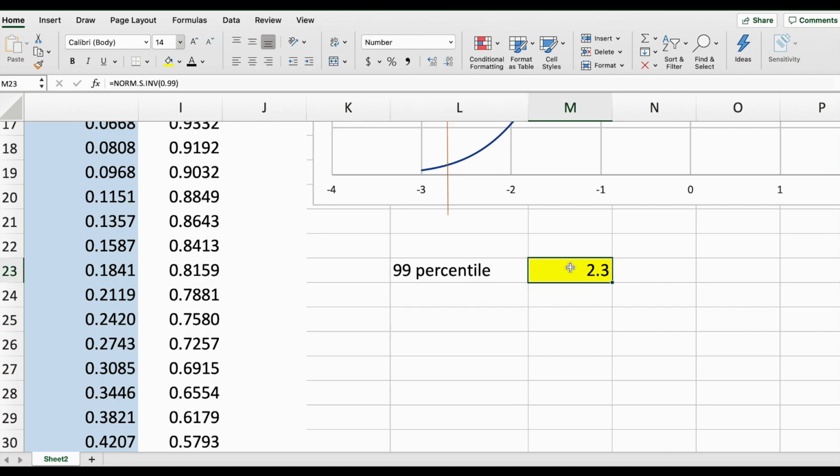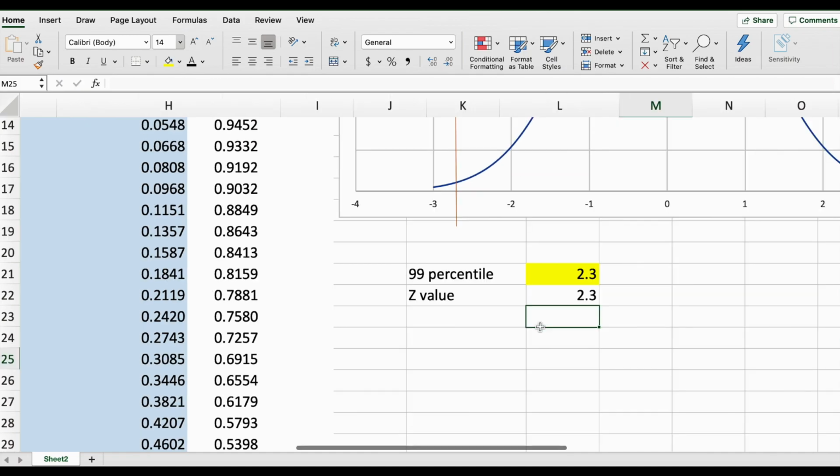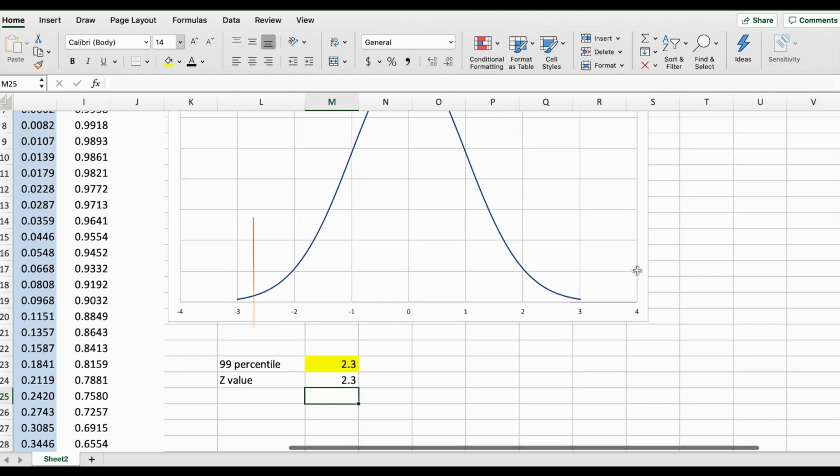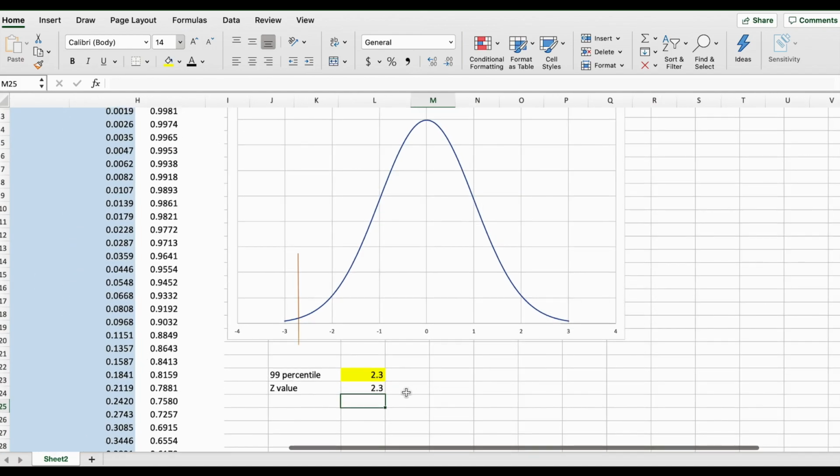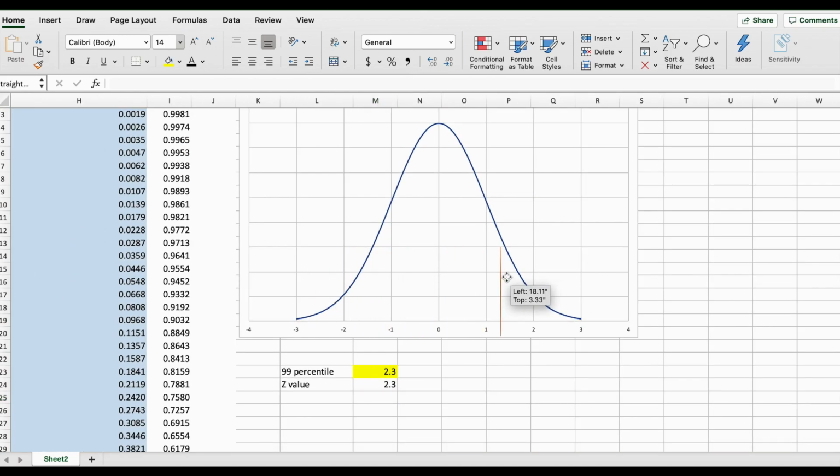Okay. So let us see how we interpret this value. This value is your z value. On your bell curve, 2.3 falls around here. So what this means is the probability on the left side, or less than the value of 2.3, is equal to 0.99.